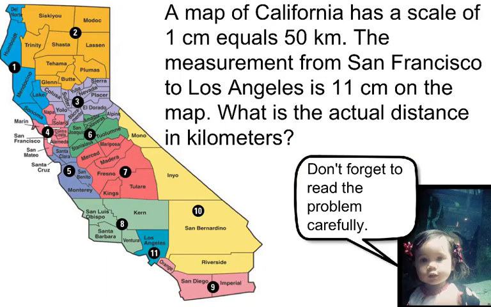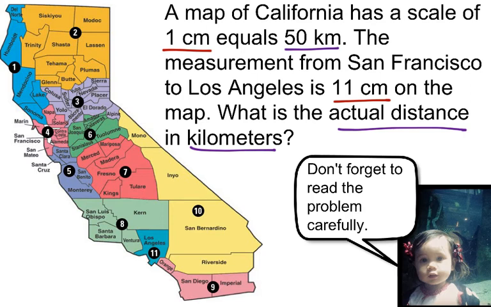So let's look at an example. A map of California has a scale of 1 centimeter equals 50 kilometers. The measurement from San Francisco to Los Angeles is 11 centimeters on the map. What is the actual distance in kilometers? Well, in previous tutorials we discussed different ways where we can set up proportions for cross products. In this case, I'm going to look at centimeters and kilometers, which I'll put in a different color. So the actual distance is going to be in kilometers.